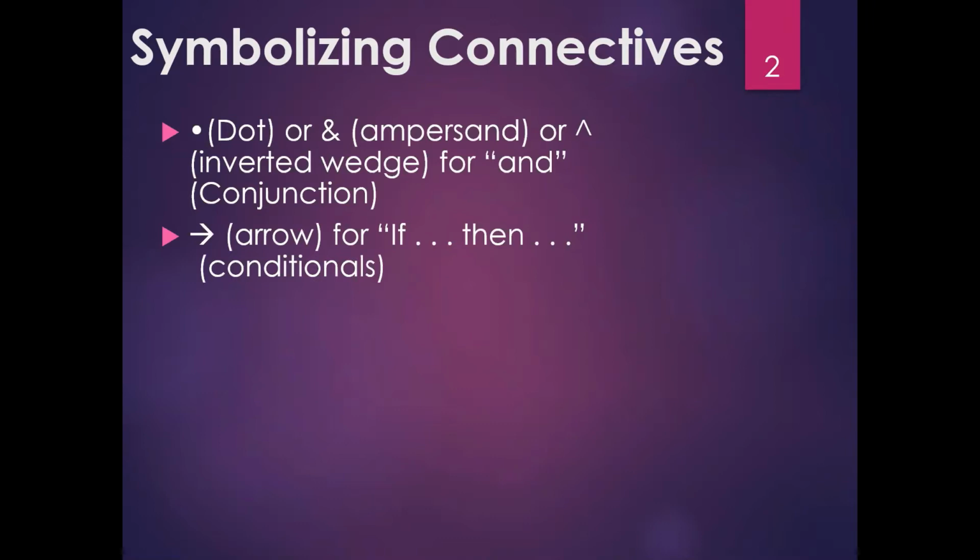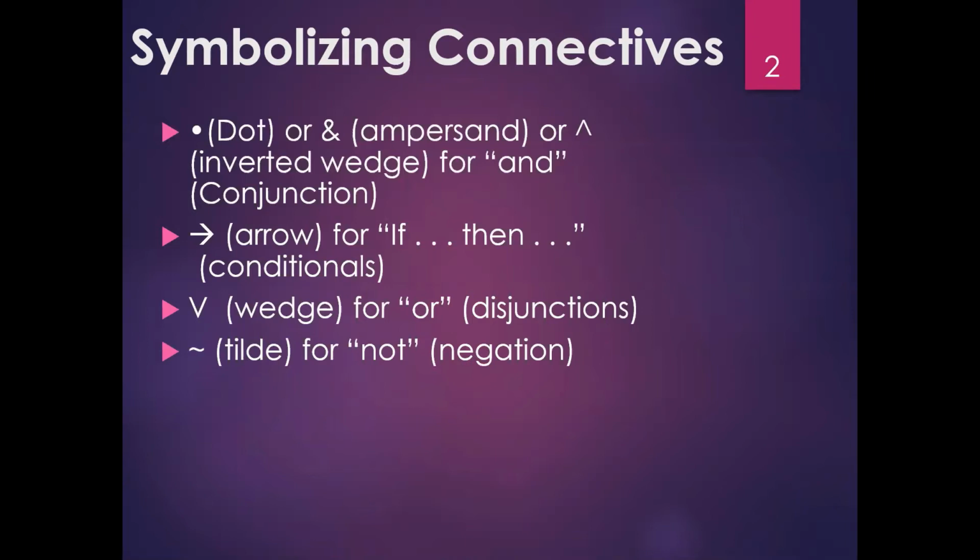An arrow is the conditional representative, so it is between the if-then conditional sentences. So when you see the arrow, you know you have a conditional. The wedge is for a disjunction. It means either or, and this is an inclusive disjunction when we're using it in logic. The tilde in front of something means not. This is a negation. So in front of a P, it means not P.